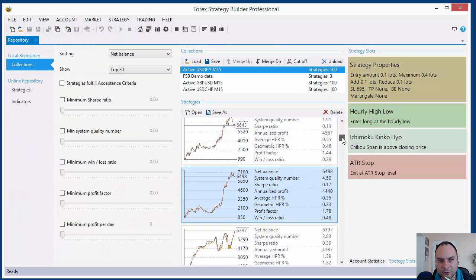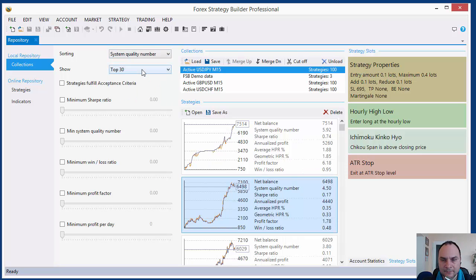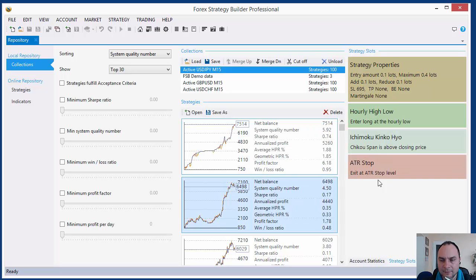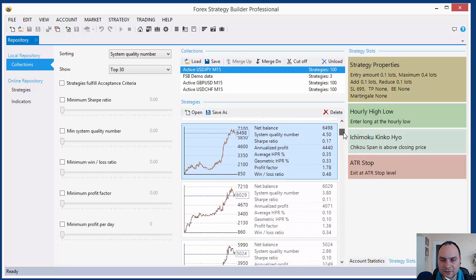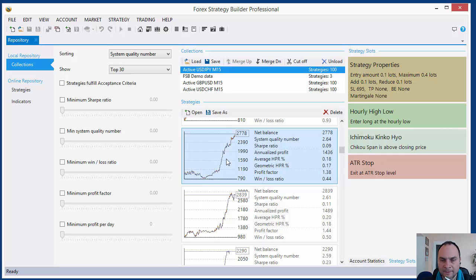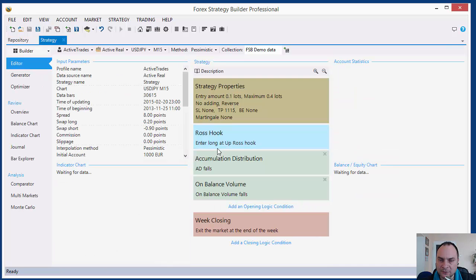Okay, let's see what we have more. I will try to arrange the strategies here in the repository by a system query number. These two strategies I already tested. Let's see what we have. Yeah, that looks very good. Cross hook, week closing, accumulation distribution, take profit, no adding. Okay, I will check that one.